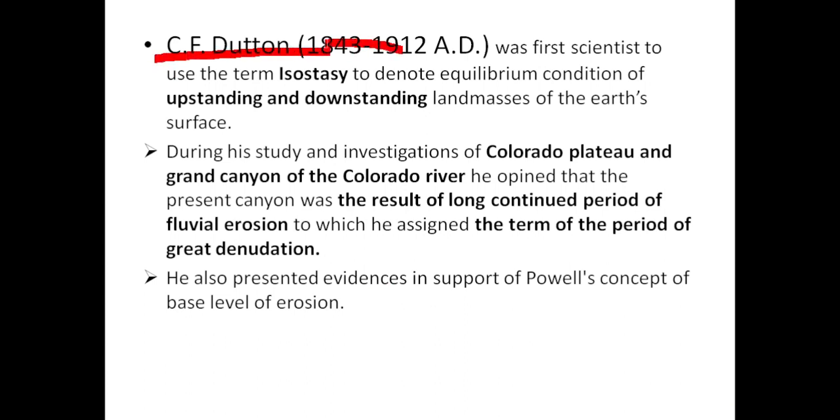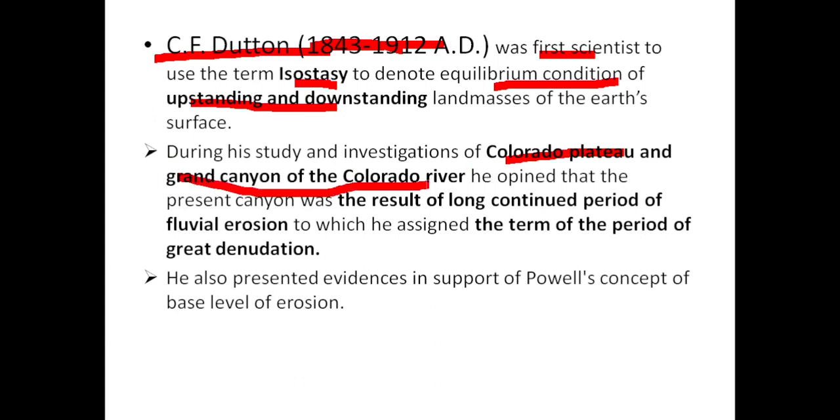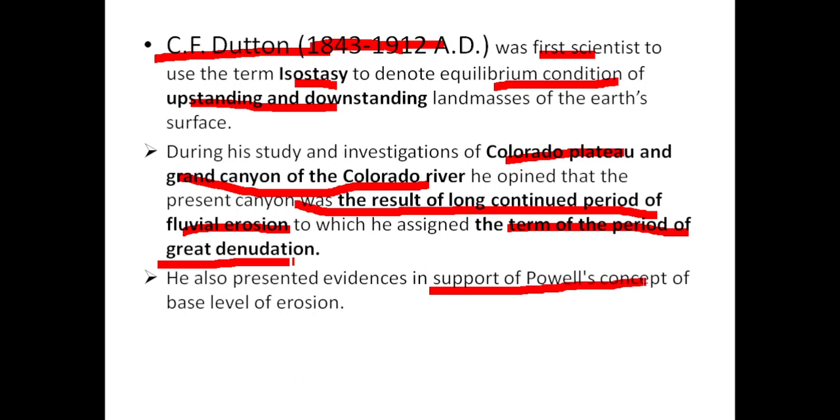C.E. Dutton, 1843 to 1912 AD, was the first scientist to use the term isostasy to denote equilibrium conditions of the upstanding and downstanding landmasses of the Earth's surface. During his investigation of the Colorado Plateau and the Grand Canyon of the Colorado River, he opined that the present canyon was the result of long continued periods of fluvial erosion, to which he assigned the term periods of great denudation. He also presented evidence in support of Powell's concept of base level of erosion.